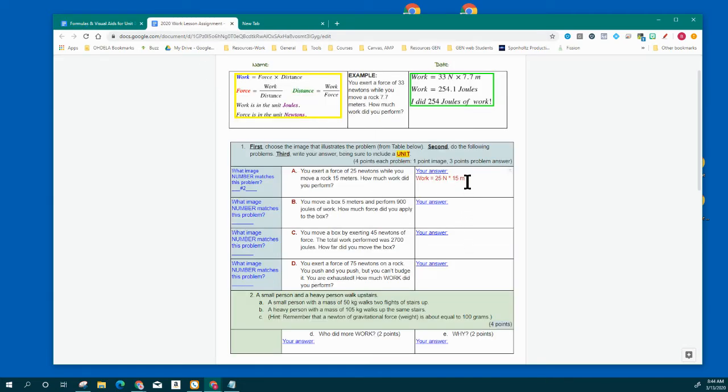So when we multiply this, we find out what's 25 times 15. What's 25 times 15? We can do that.